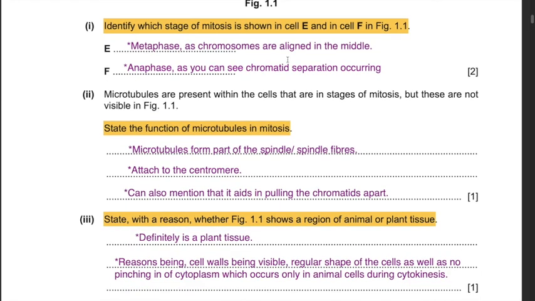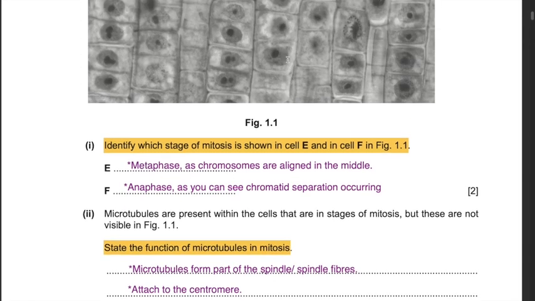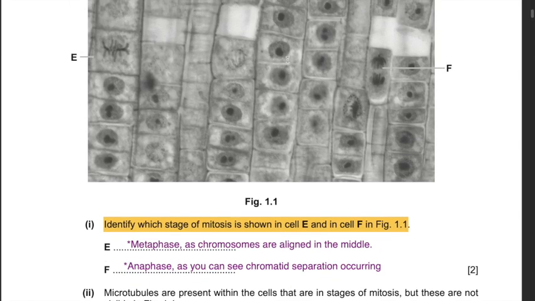Part 1. Identify which stage of mitosis is shown in cell E and in cell F in figure 1.1. Cell E is obviously metaphase because you can see chromosomes are aligned in the middle, somewhat towards the equator of the cell, and that is what occurs in the stage metaphase. Cell F, you can see chromatid separation occurring, and that stage is known as anaphase.